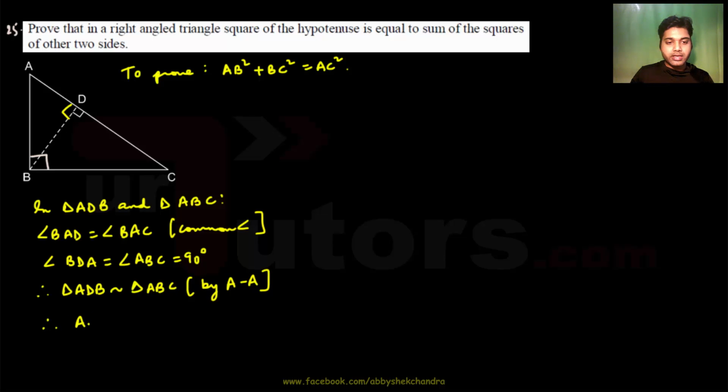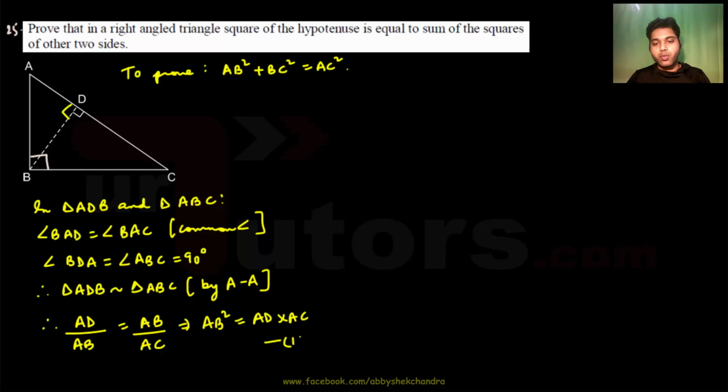Therefore can we say that AD by AB will be equal to AB by AC? Why? AB is the hypotenuse of the smaller triangle, AC is the hypotenuse of the bigger triangle ABC. So we take that ratio, that will be equal to the ratio of AD and AB. AD of the smaller triangle and the corresponding side to it in the bigger triangle would be AB. So this means just cross multiply, you'll get AB square as AD into AC. Let's call it 1.